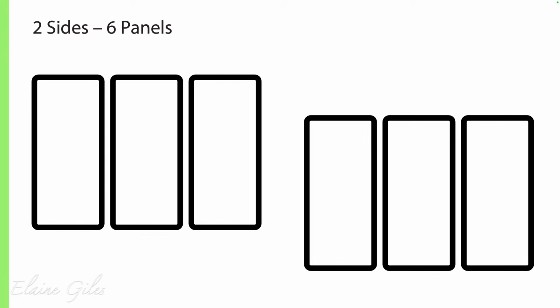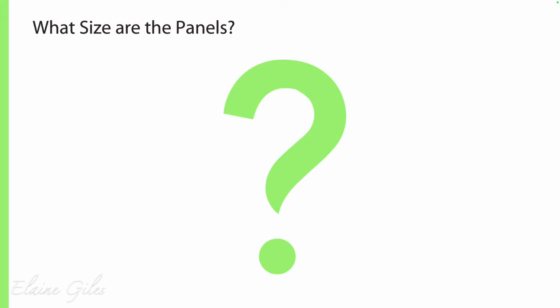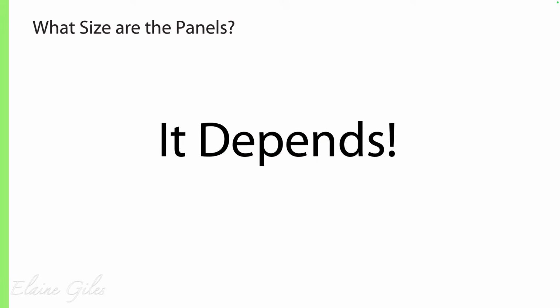Now, a trifold. A trifold usually has 2 sides and 6 panels. Now, what size you choose a trifold to be, it's going to use both sides of the paper, and you're going to create 6 panels. And those panels will marry up to where the pages are folded. So what size are the panels? Well, it depends. I know that's not a great answer, but bear with me. It depends because no one size fits all.